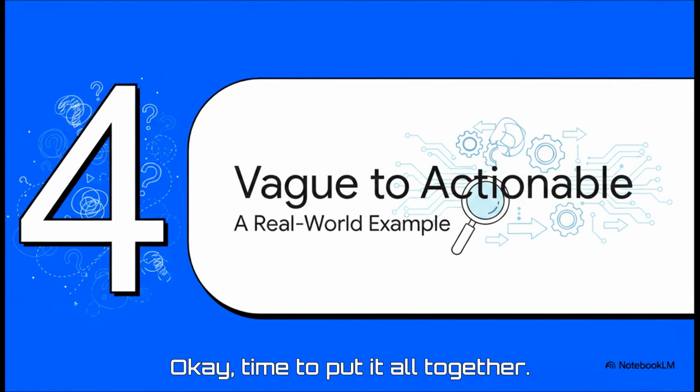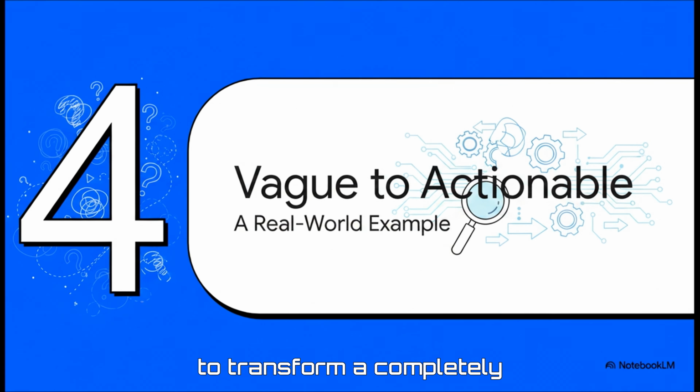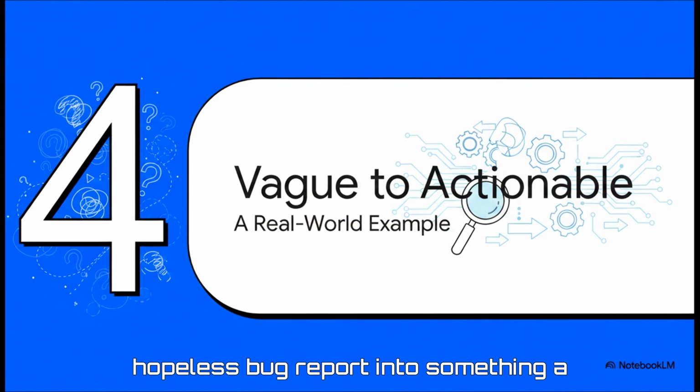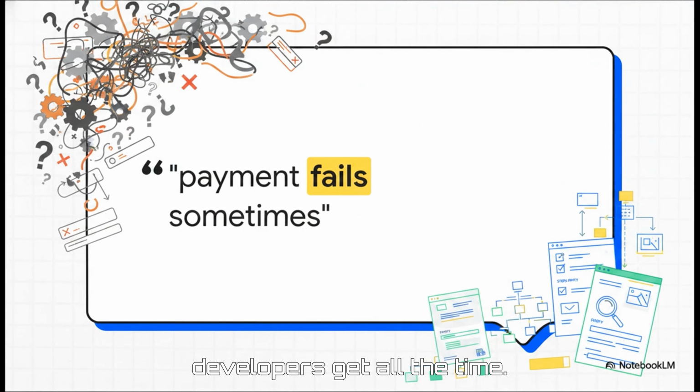Okay, time to put it all together. We're going to take everything we've just learned and use it to transform a completely hopeless bug report into something a developer can actually fix. This is what developers get all the time. "Payment fails sometimes." It's totally useless. There's no title, no environment, no steps, no evidence. It just creates more questions than answers and is basically guaranteed to be closed with "cannot reproduce."